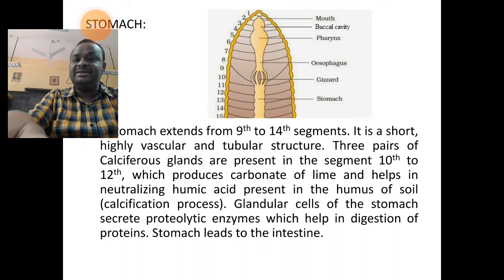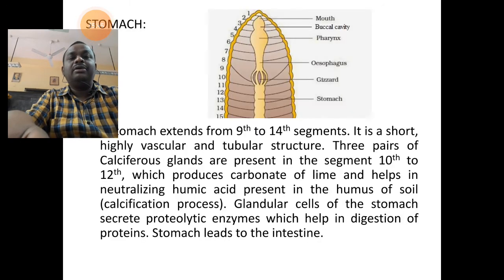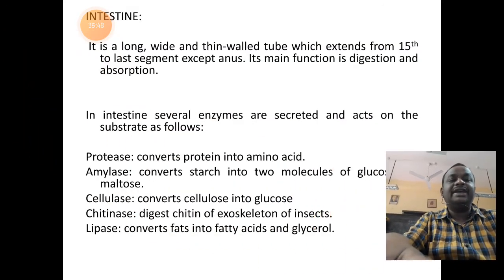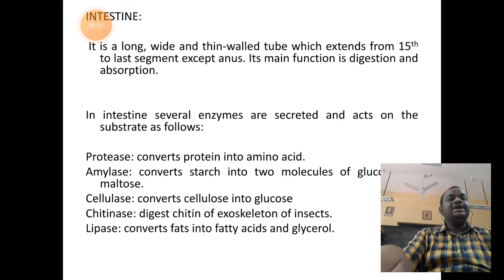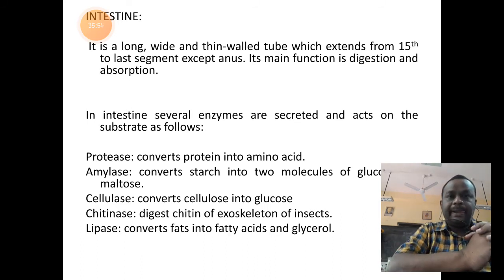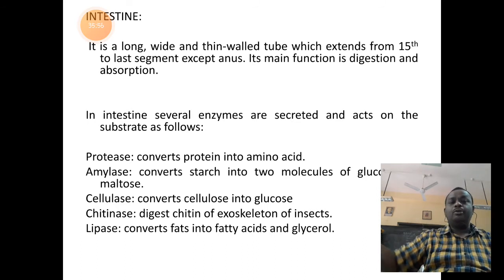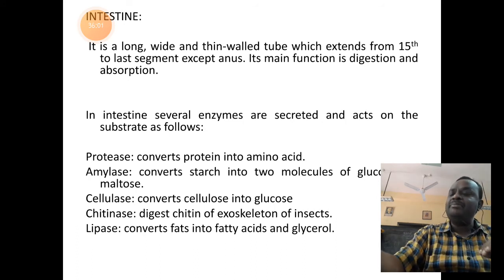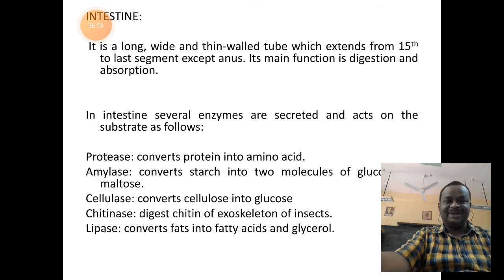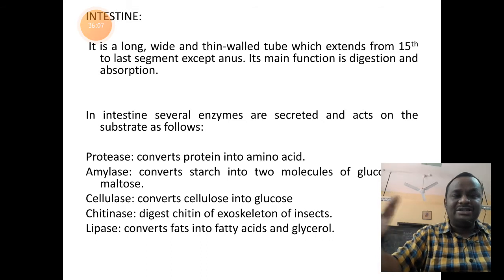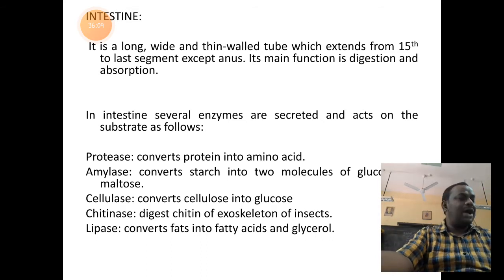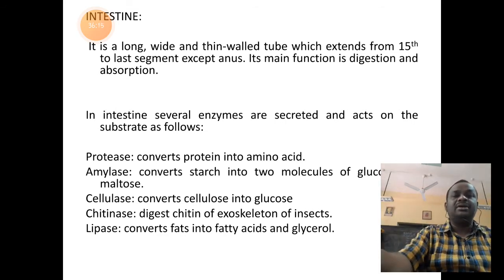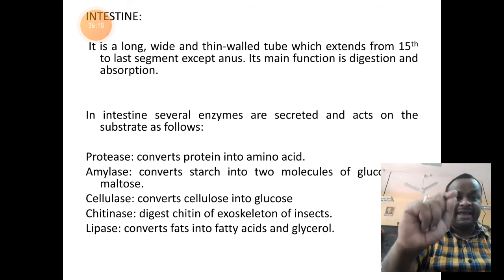Now the stomach continues down to the part of the intestine. Food is now thrown into the intestine. Intestine is very special. It is a long, very wide, thin-walled tube which extends from the 15th segment to the last segment. If an earthworm has 120 segments, from the 15th to the 120th segment of the body, it will have the part of the digestive system called the intestine alone.